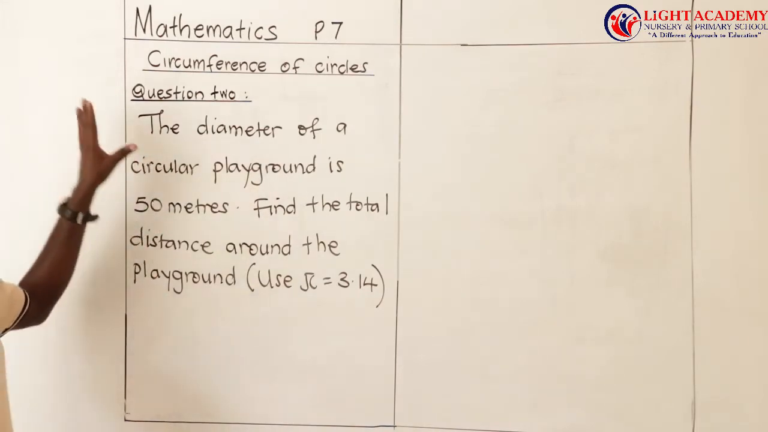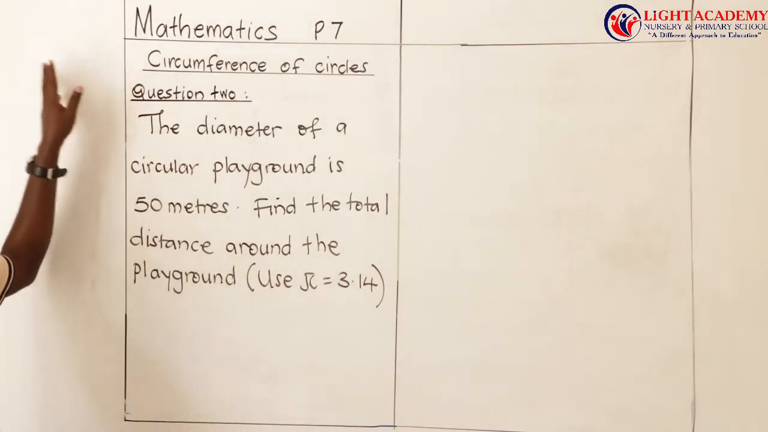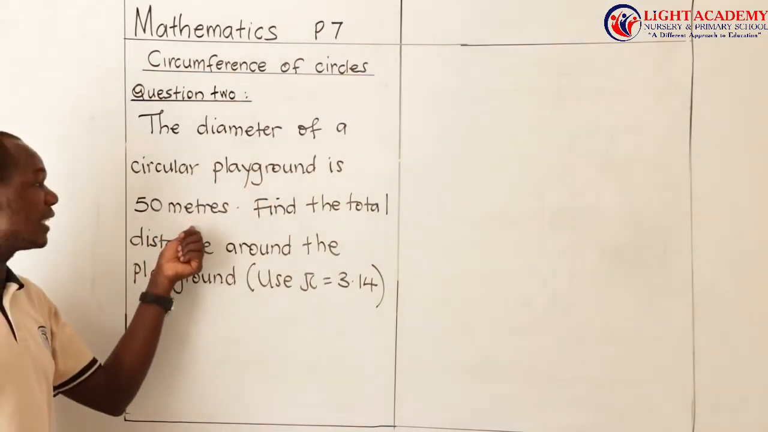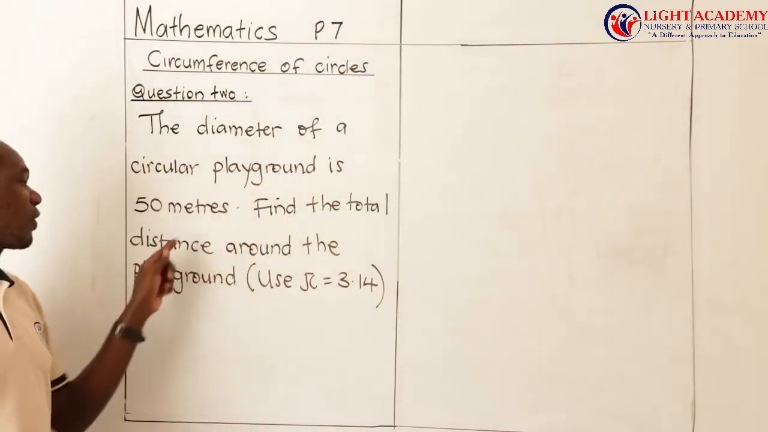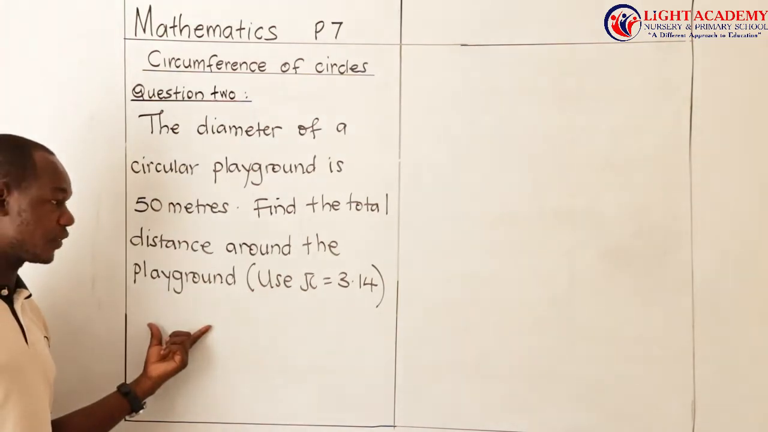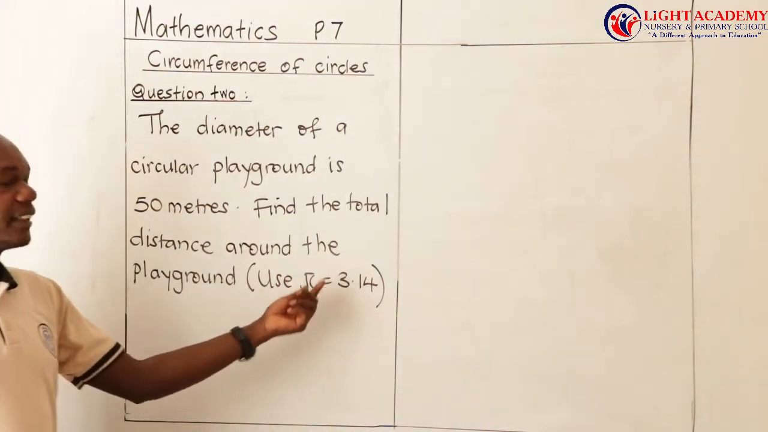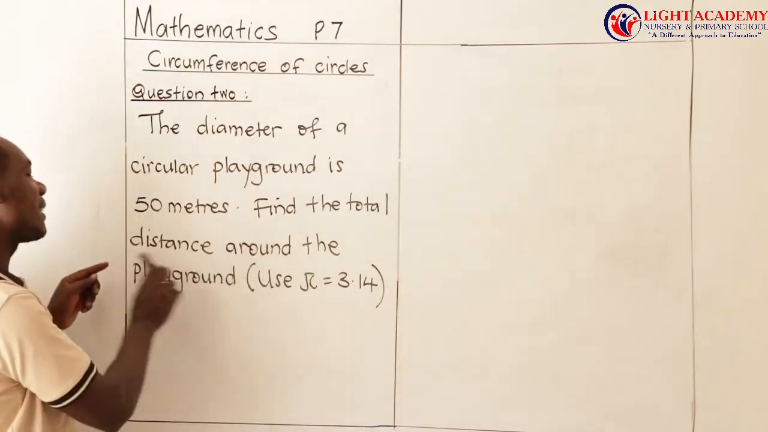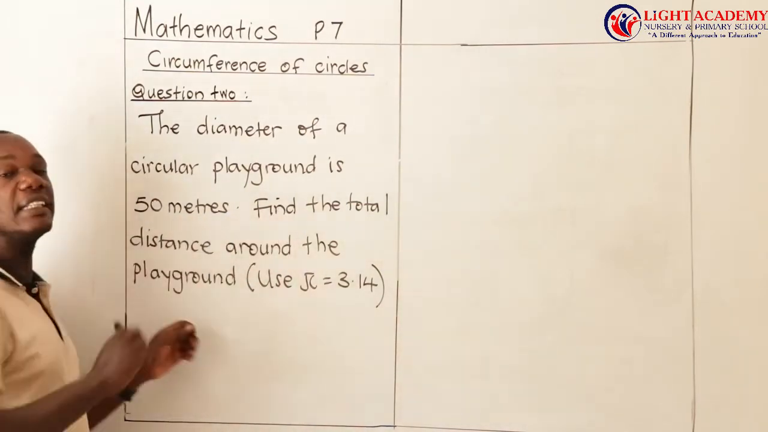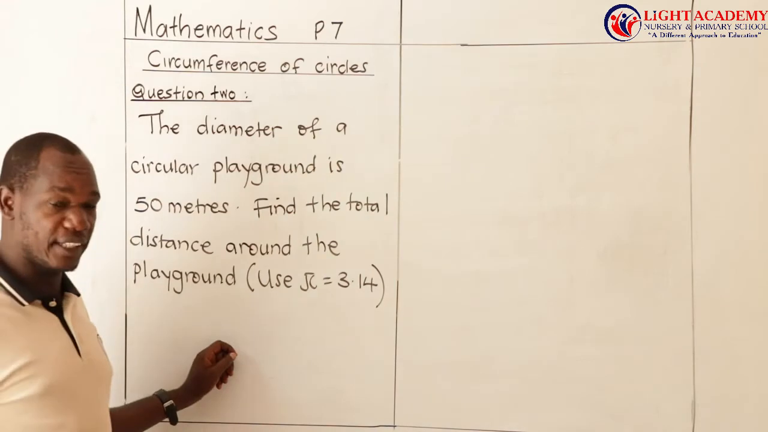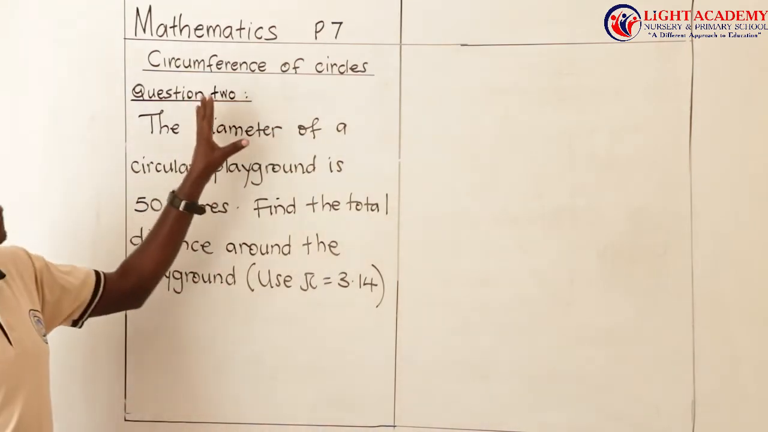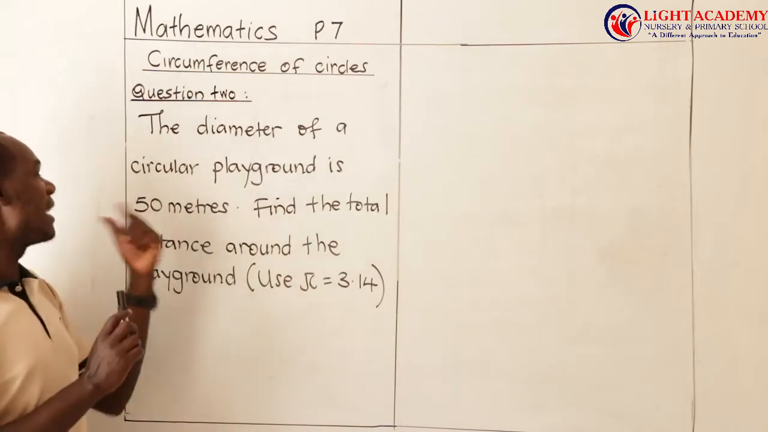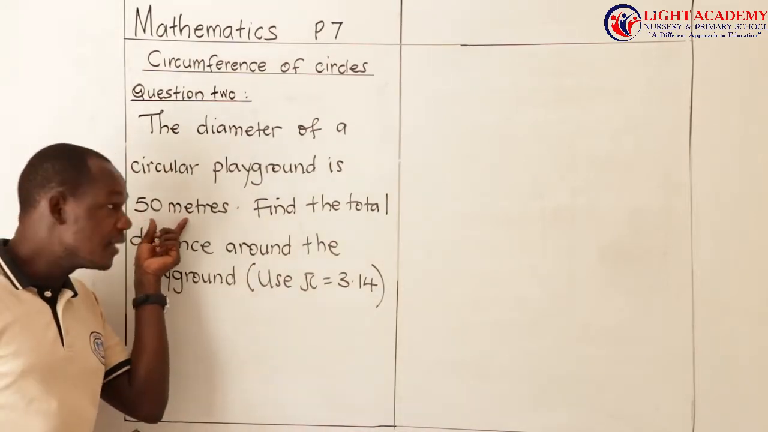So this is our question number 2. They are saying the diameter of a circular playground is 50 meters. Find the total distance around the playground. And they're saying use pi to be 3.14. Remember, the total distance around a circular playground is the same as circumference. So in actual sense, they're asking us to find the circumference of a circular playground whose diameter is 50 meters.